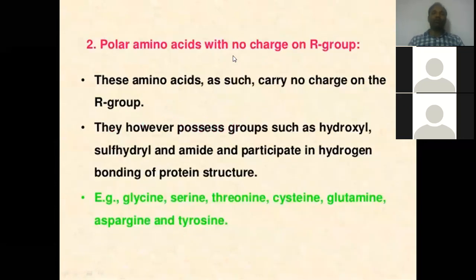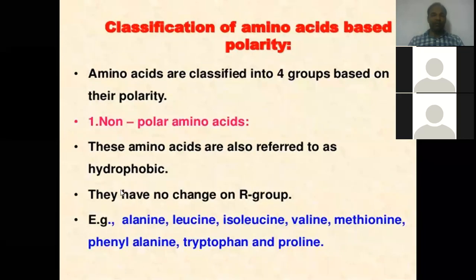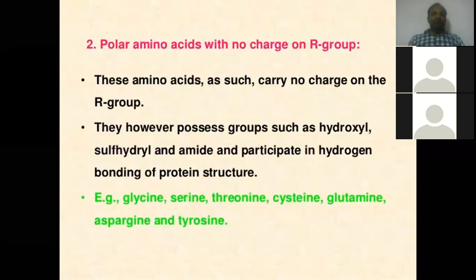The polar amino acids with no charge on the R group, right? ठीक है, हम लोगों ने वहाँ पे चार्ज के बारे में ही कहा था. So they have no charge on the R group. This word you have to note down, that it is not a change, it is a charge, right? So the polar amino acids with no charge on R group. These amino acids as such carry no charge on the R group. They, however, possess the groups such as the hydroxyl group, sulfhydryl, and amide, and participate in the hydrogen bonding of protein structure.